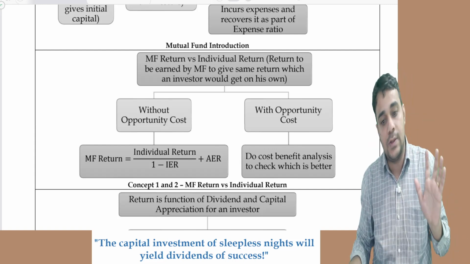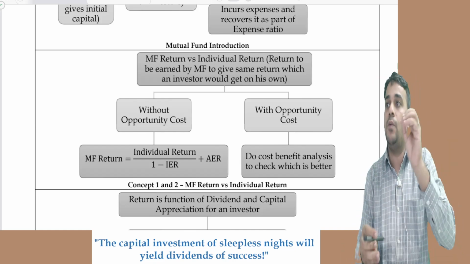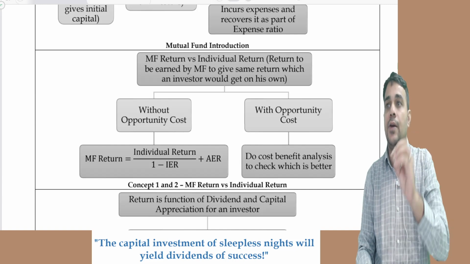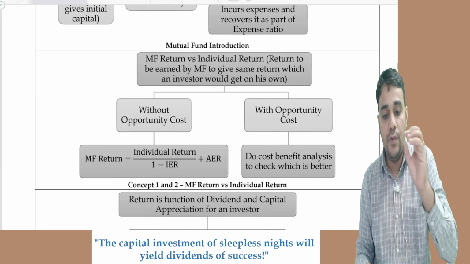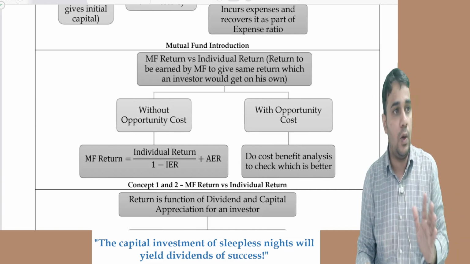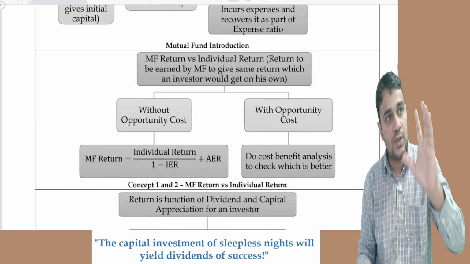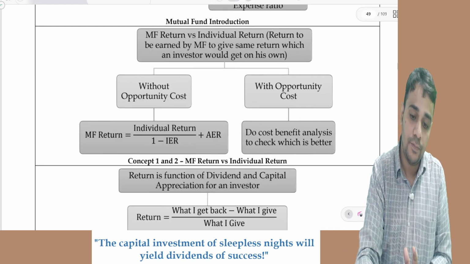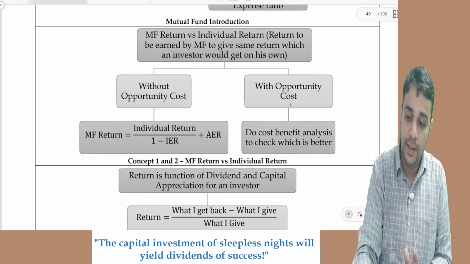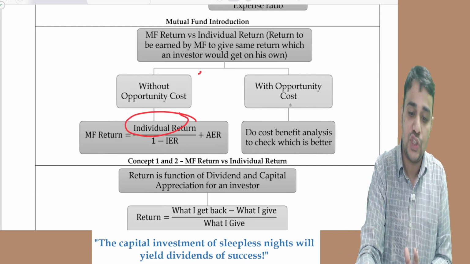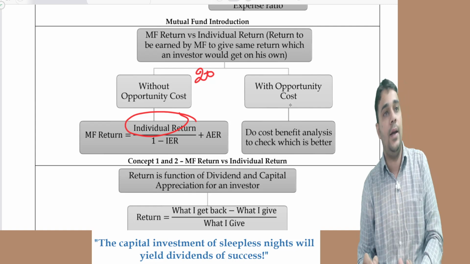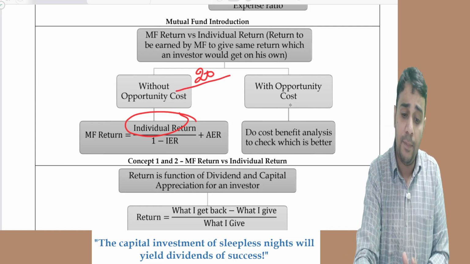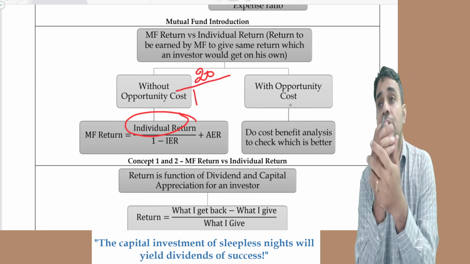For this, there is a formula. Two scenarios are there. One is called with opportunity cost. The second scenario is called without opportunity cost. Without opportunity cost, the formula will not work; what will work, we'll see. What is with opportunity cost? MF return is equal to individual return, which is 20 in my example, you can earn 20 on your own, divided by 1 minus initial expense ratio.